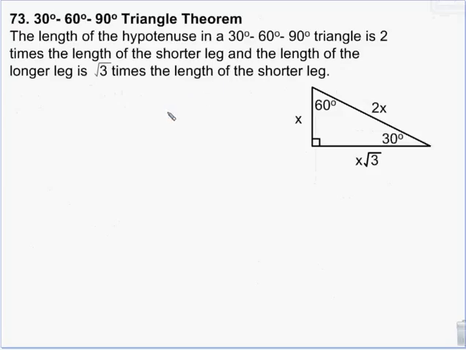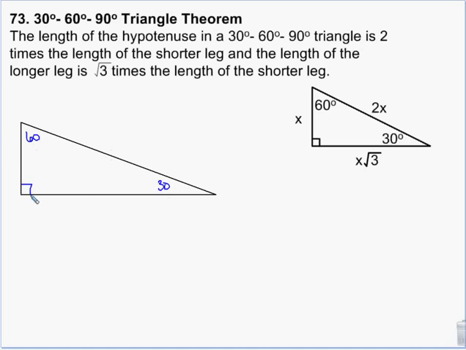And again, no matter what the size of the triangle, it will follow a pattern, but the pattern's a little bit different. The short leg is x. The long leg is x times the square root of 3, and the hypotenuse is 2 times x. So if we have one of these, and this is 60, this is 30, 90, and this is 10, well then this would be 20 because it's 2 times 10, and then this would be 10 times the square root of 3.